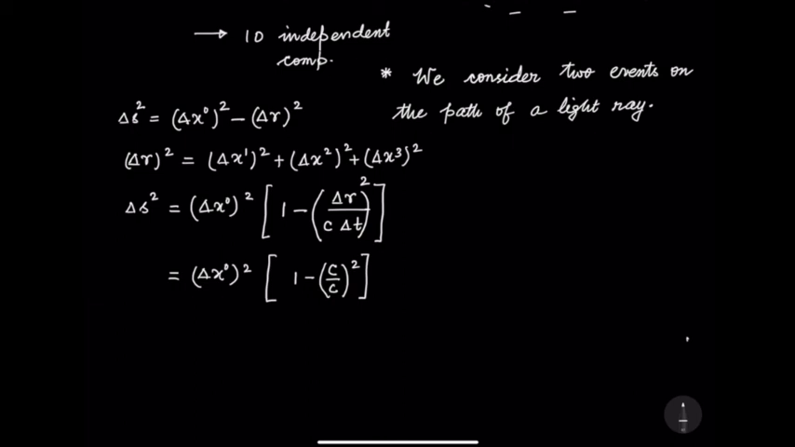This is this, which tells us that delta S square for light rays is 0. If you do the same exercise in the other reference frame, you'll still find 0 because it's still light rays, it still has velocity c. This is the second postulate.